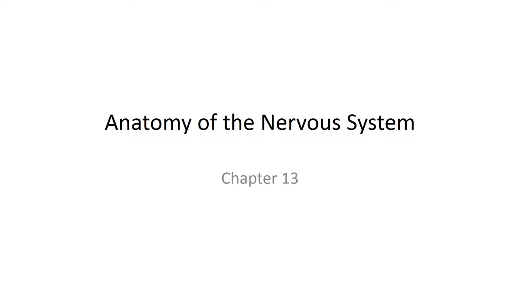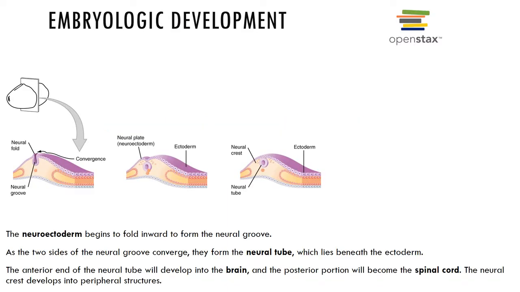In this chapter, we're going to talk about the anatomy of the nervous system, and the focus will be on the central nervous system for the first part of the chapter. So, in order to study the brain, we have to examine the embryonic development of the brain. The brain and all other nervous tissue forms from ectoderm.